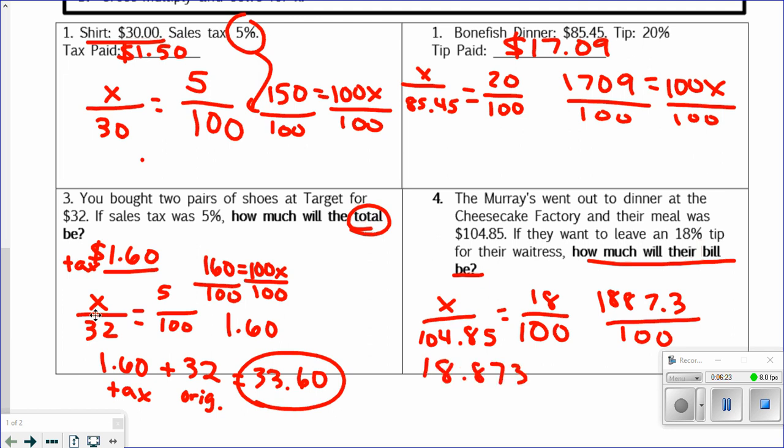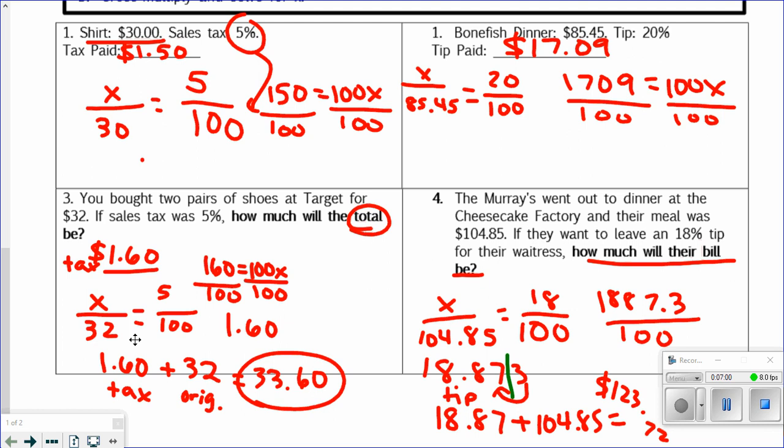So we've got to talk about rounding real quick. We can only round to the nearest hundredth because in money we only use 2 decimals. So that 3 would not bump up the 7 because it's less than 5. So 18.87 is my tip, plus the original cost of the meal, 104.85. So if I add those together, I'm going to get the total, $123.72. Hopefully you didn't run out of room like I did.